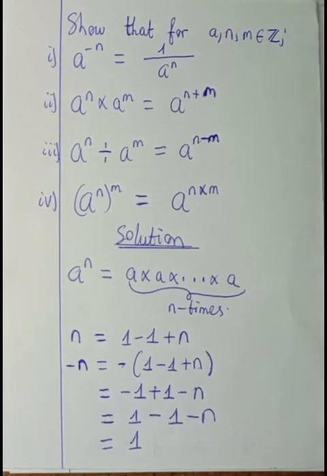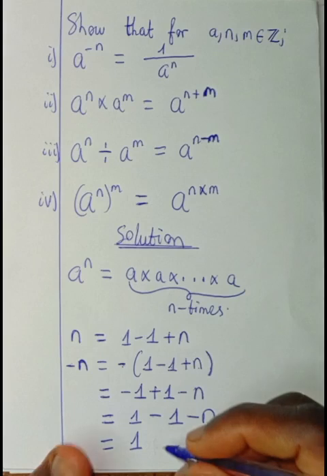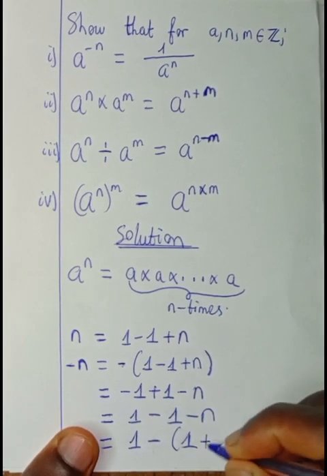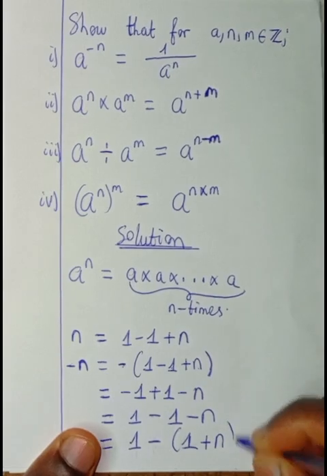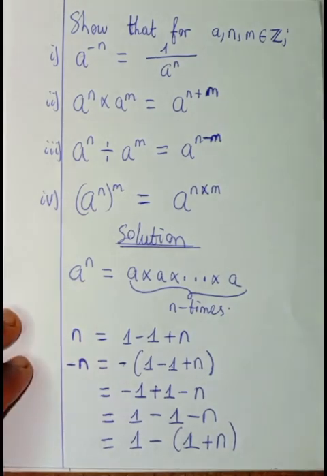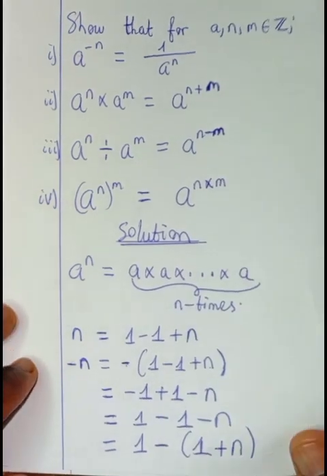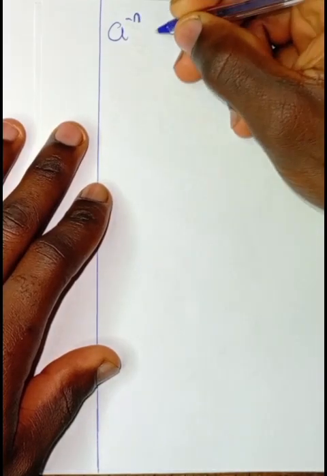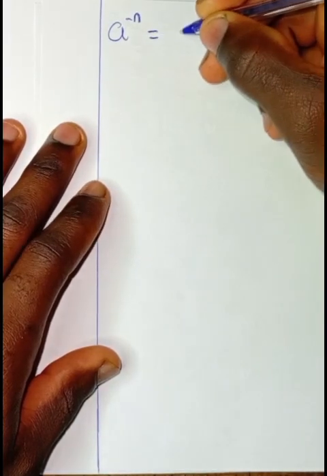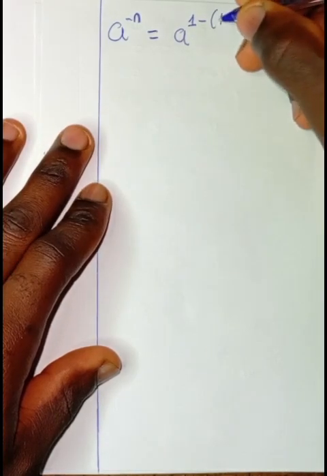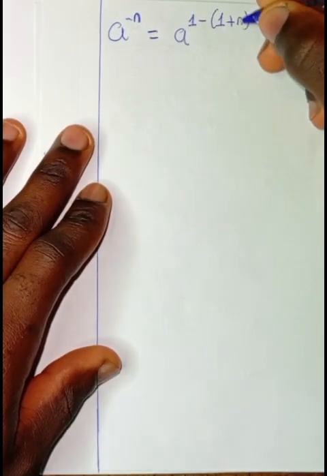which is simply equal to 1. For these two terms, you'll see that negative 1 is common. So I'll factor out negative 1 minus 1 plus n. It is the same thing. Now the next thing, what we are going to do is we are going to take a raised to the power negative n. A raised to the power negative n will simply be equal to a raised to the power 1 minus 1 plus n.